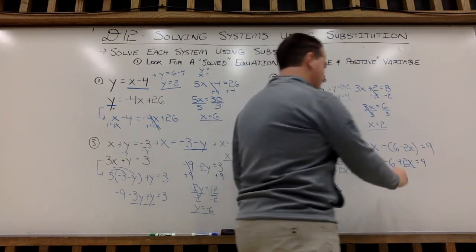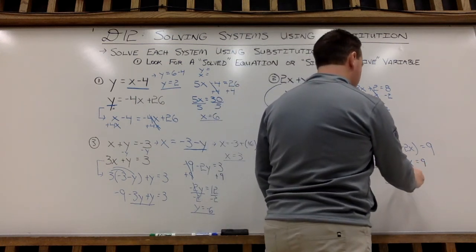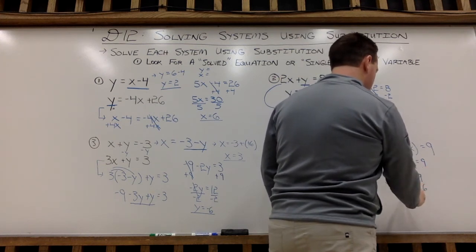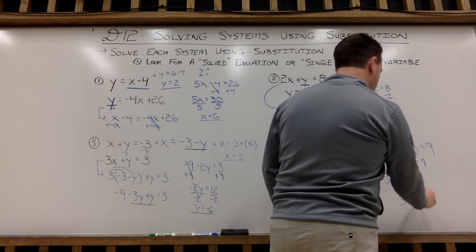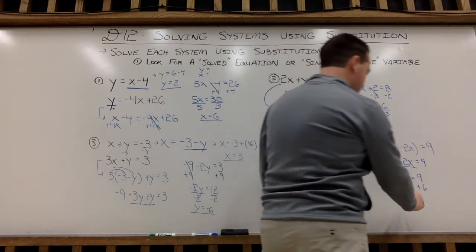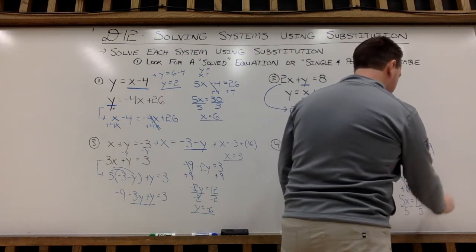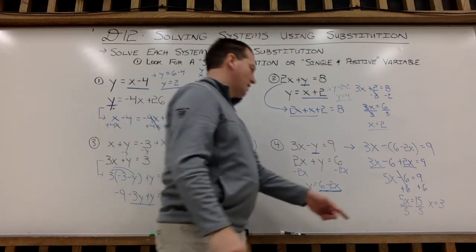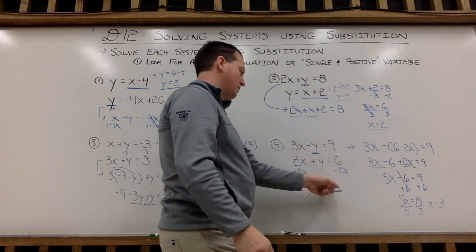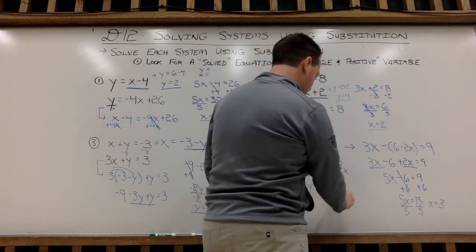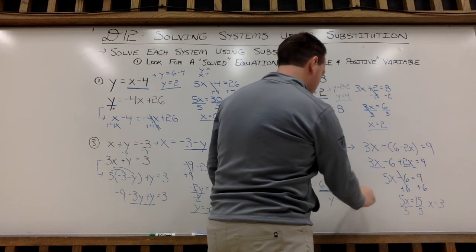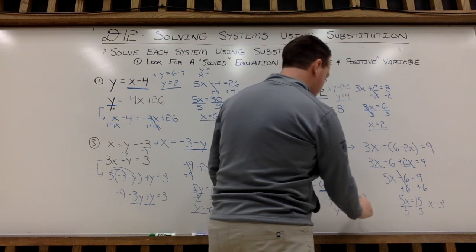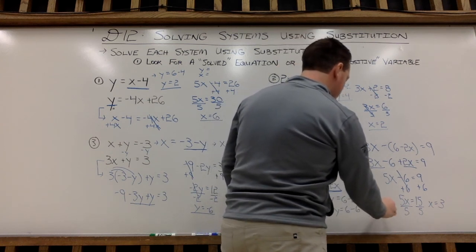So I have my like terms, 3x and 2x, which is 5x, minus 6 will equal 9. Add 6 to both sides. 5x will equal 15. Divide both sides by 5. x is 3. And then we'll find the y value by plugging in 3 for x into my solved equation, the y equals. So y equals 6 minus 2 times x, which is 3. So y equals 6 minus 2 times 3, which is 6. 6 minus 6, 0.